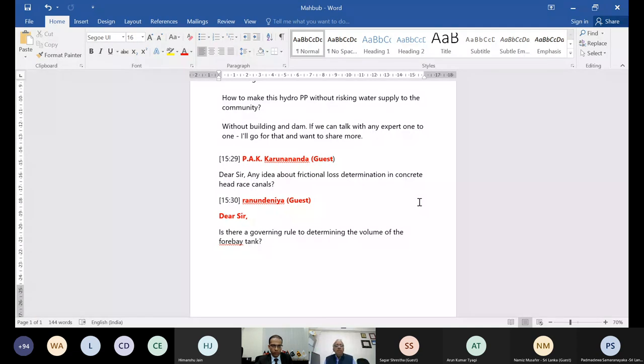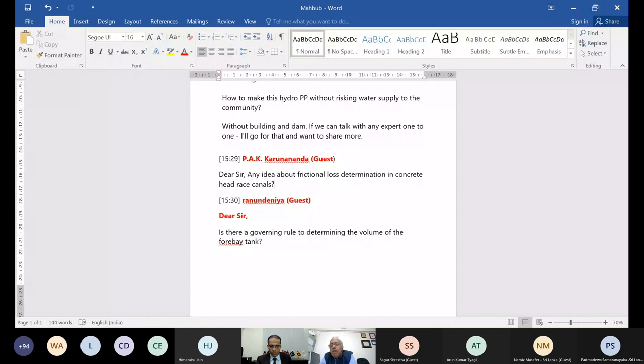Or the Manning equation, which is a very famous equation, people use it. And you also asked what is the governing rule for determining the volume of the forebay tank. Actually, this is also a design problem, but since it has come up today, I thought I'll mention it. The volume of the forebay tank is not any fixed rule. One student has conducted a study of about 30 forebay tanks which were constructed recently, and he found that the storage ranged from 30 seconds to 5 minutes for different forebay tanks. So there is no hard and fast rule. Two minutes is also not a hard rule, but it is just a starting figure.